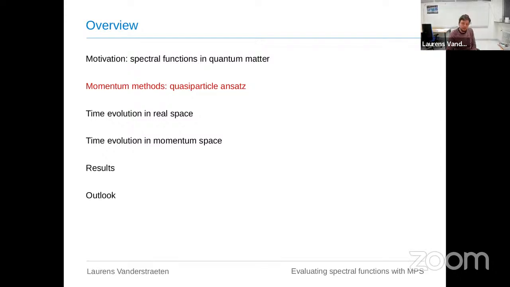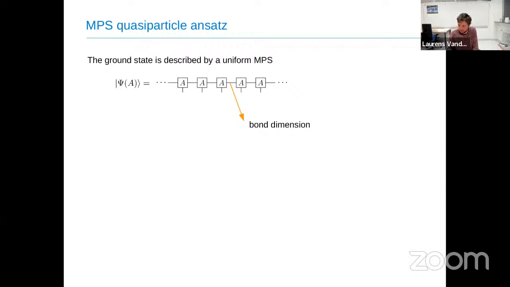Okay. So the first way of using momentum in MPS simulations is what we call the quasi-particle ansatz for capturing excitations in the system. And I will go into a bit of detail of how this actually works.